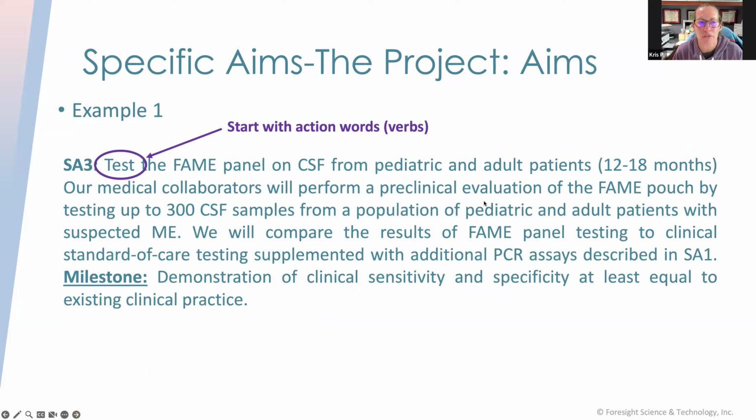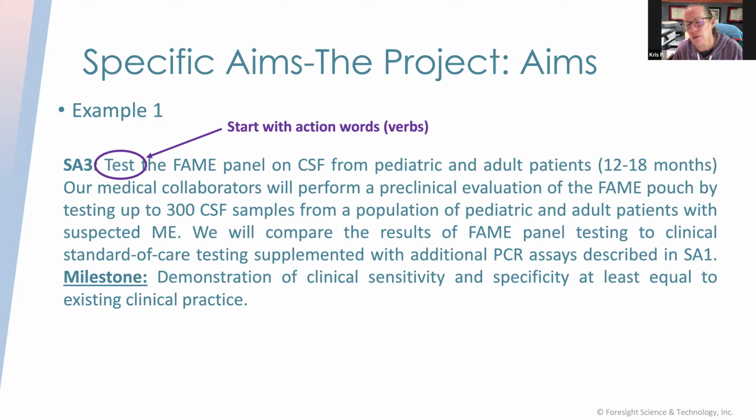And here's a look at a specific aim. It starts with an action word, test the FAME panel, and we tell what the time period is, 12 to 18 months. Now this is still on the specific aims page. So we give the specific aim, and remember this is limited to 1 page. So we give the specific aim, a sentence or 2 about what you will actually do, and then the milestone.